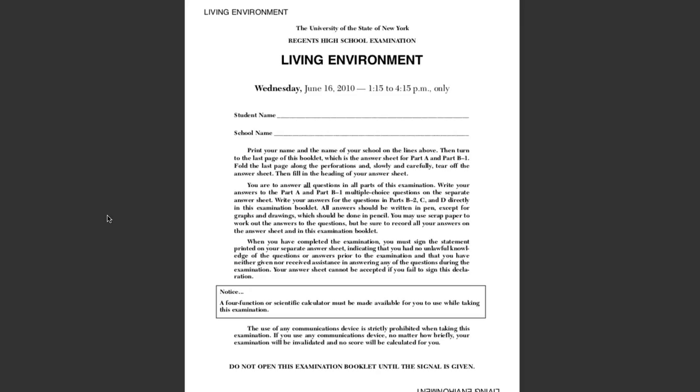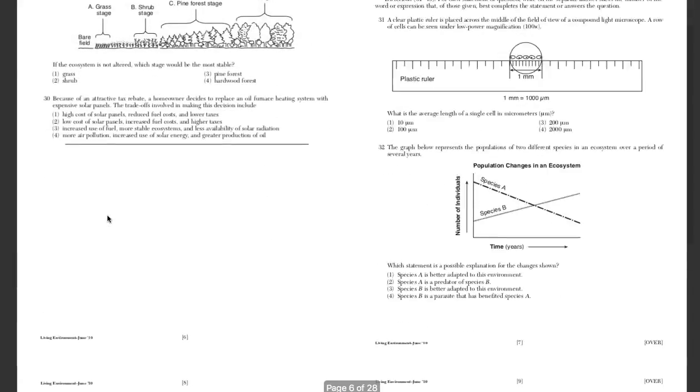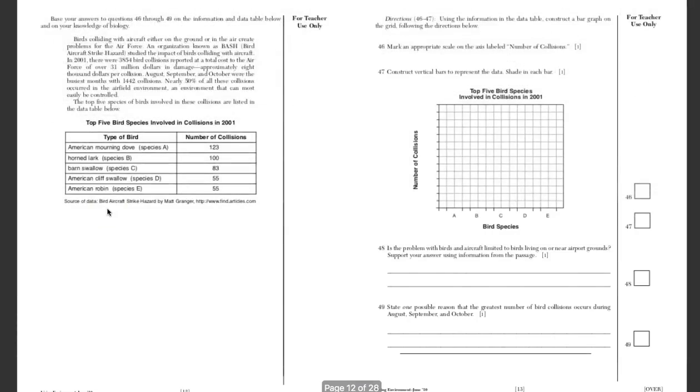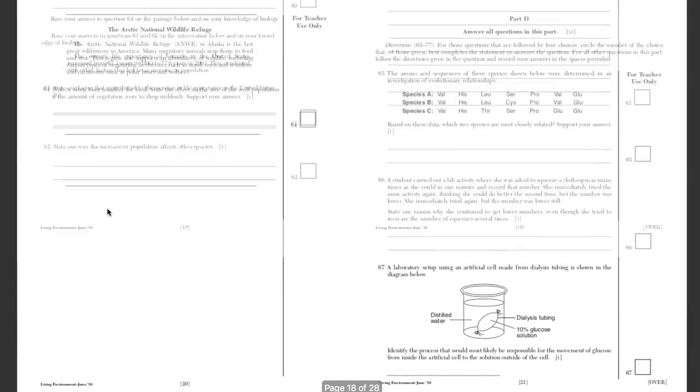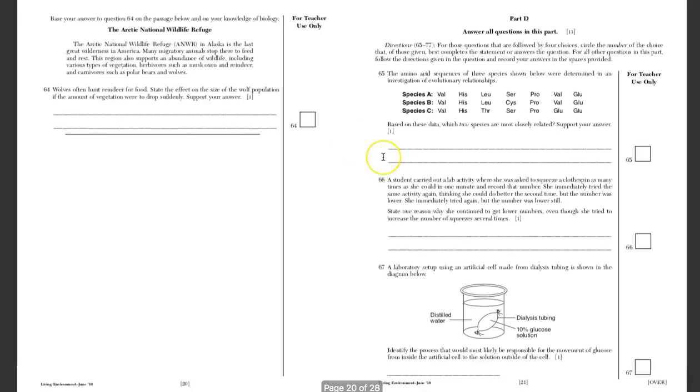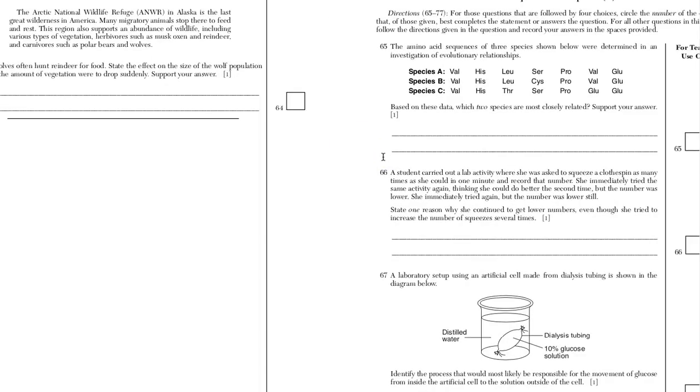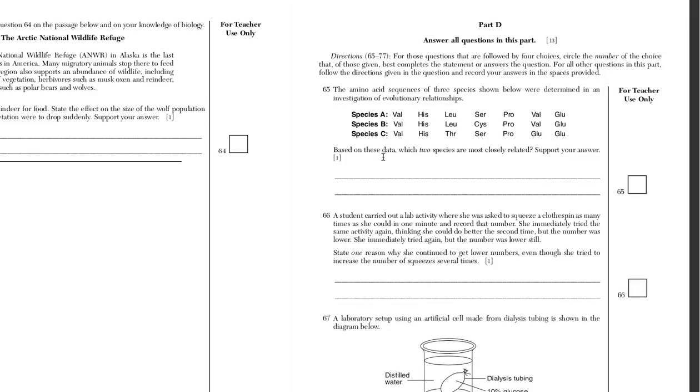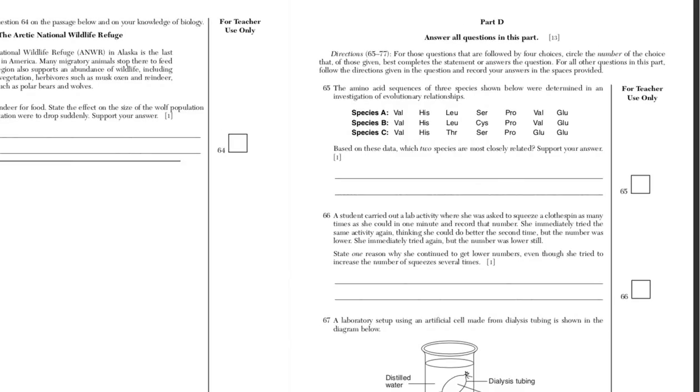I pulled up an old 2010 exam only because I really like this exam. And what I want to concentrate on today is part D. So I'm going to take you to part D. Do you remember what part D is? It's the lab section, the 4 mandated labs.